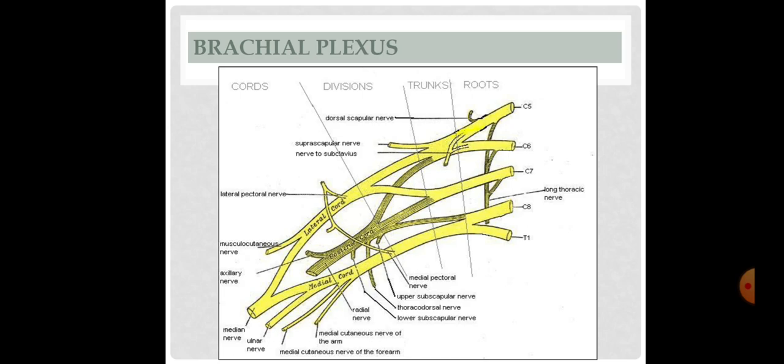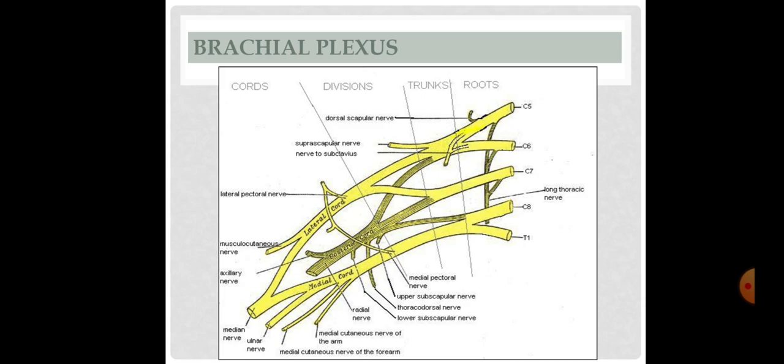Not all the root values of the brachial plexus are important, some are important. The important root values that should be memorized, I will tell you. So at first, the long thoracic nerve root value is C5, C6 and C7. The second nerve arising from the roots is the dorsal scapular nerve, from the C5 root. The dorsal scapular nerve is also called the nerve to the rhomboids.